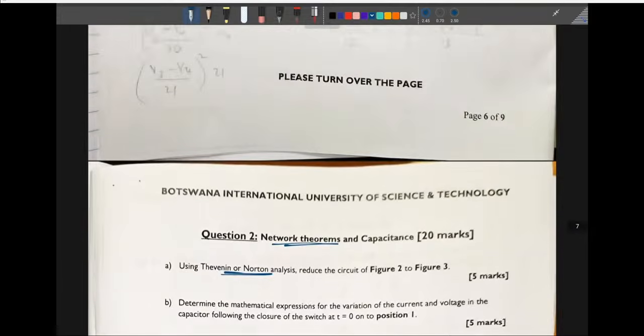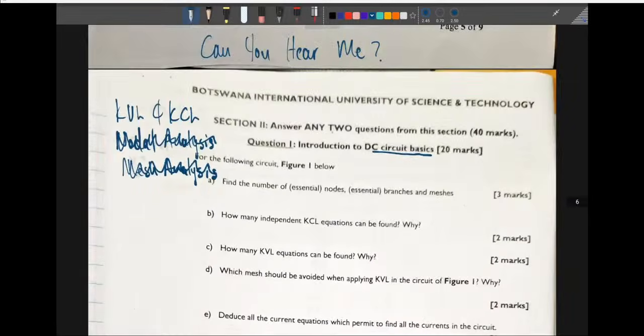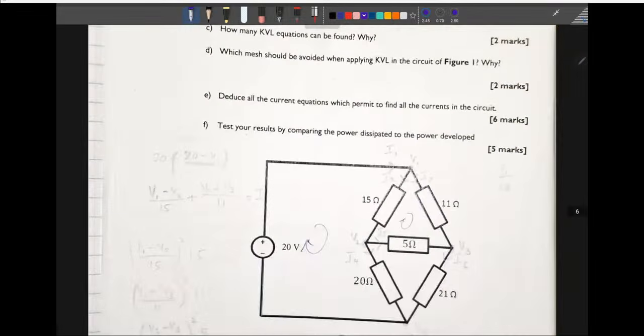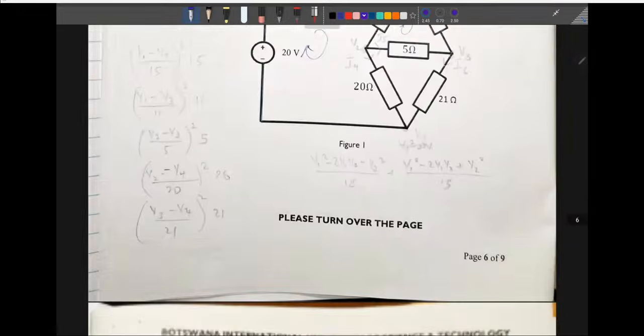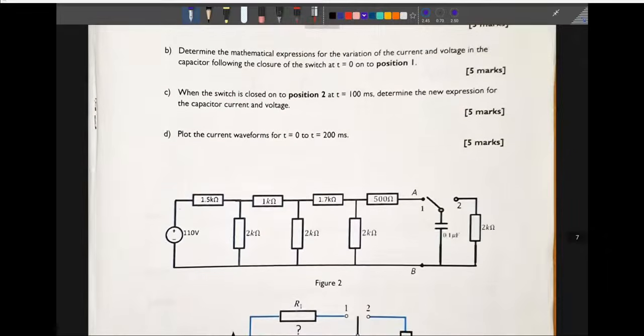So we're going to have question number one, which is going to be KVL and KCL. Then question number two, which is going to be your network theorems and capacitance. So we're going to be able to do that. Let's start with network theorems. Let's start with this question. We should be able to do network theorems.